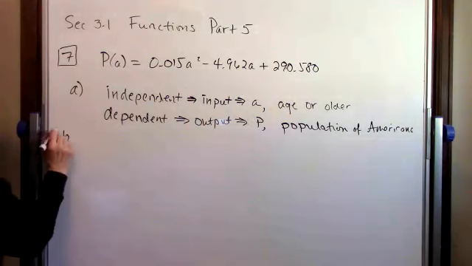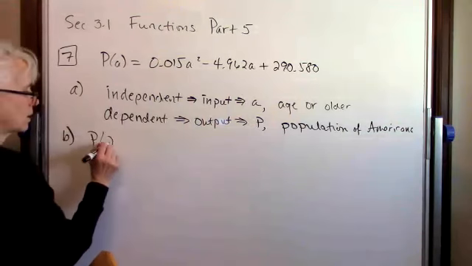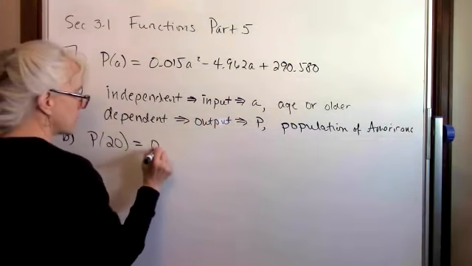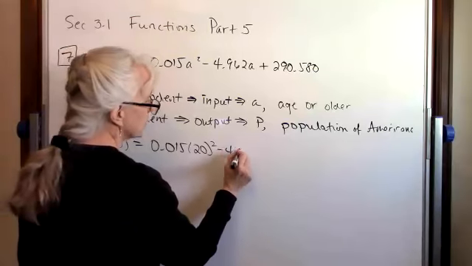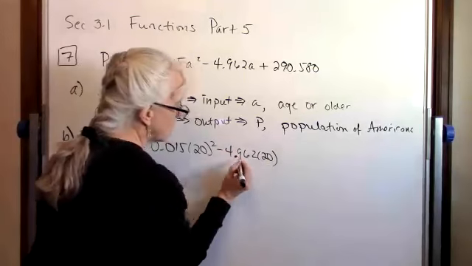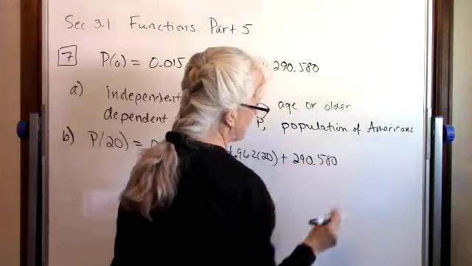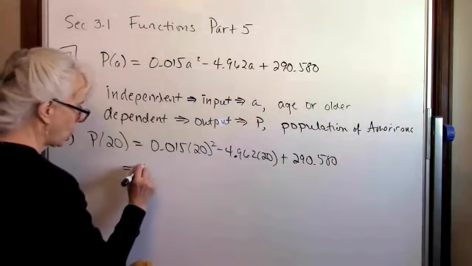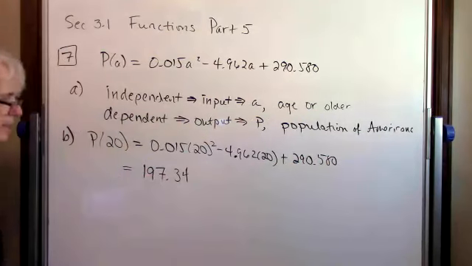So then they're trying to get us to get a feel for what they're talking about with these inputs and outputs. It asks us to evaluate P of 20 and then provide a verbal explanation of its meaning. So now we're going to come in and replace A with 20. Be very careful. You should just be able to plug and chug straight through on this on the calculator. So every place I have an A, I'm writing in a 20, and then plus the 290. So when you do that on your calculator, you should end up with 197.34.